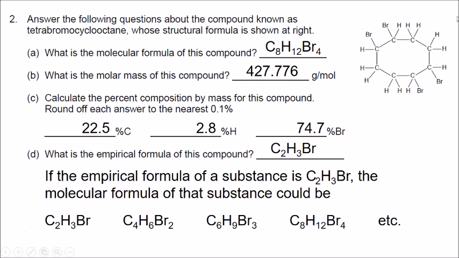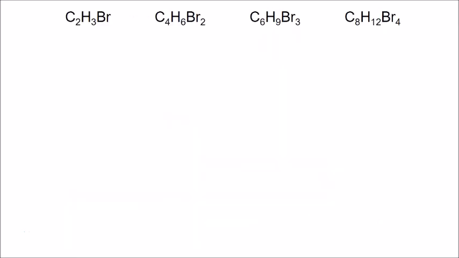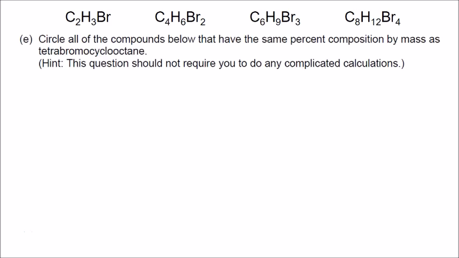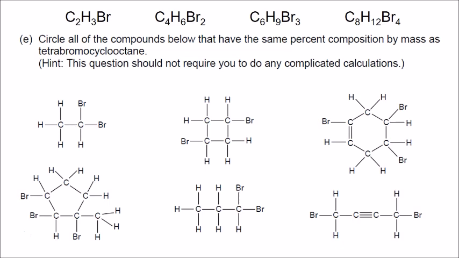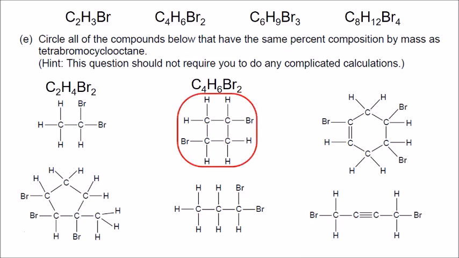So now, in part E, knowing that these are possible molecular formulas, we are simply circling any compound that has the same empirical formula as C2H3Br. So if we analyze each of these compounds, writing down the molecular formula, let's see which of these 6 compounds matches the formulas listed at the top of the page here. So C2H4Br2 for our first structure, that doesn't match anything. C4H6Br2 is one of the possible compounds.